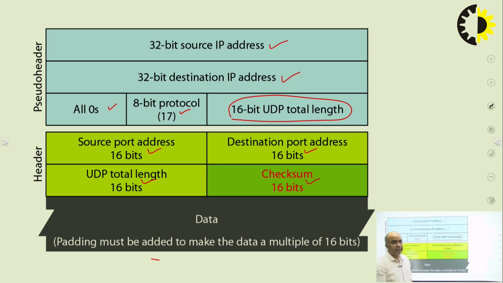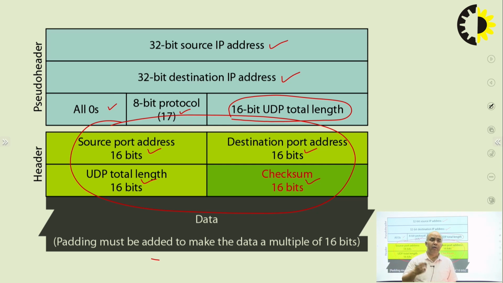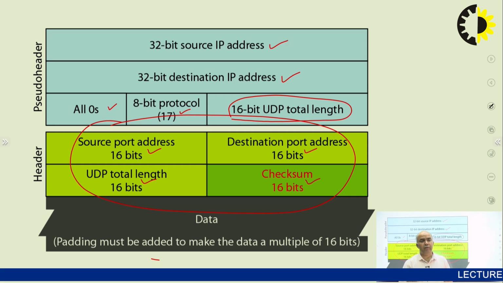Generally, the questions asked in university exams with respect to UDP are based on these four headers, or you can say four sections. On that basis, you have to define what type of numbers are present in these headers, and place these numbers according to the headers.